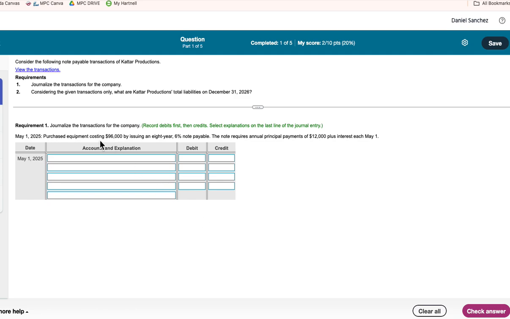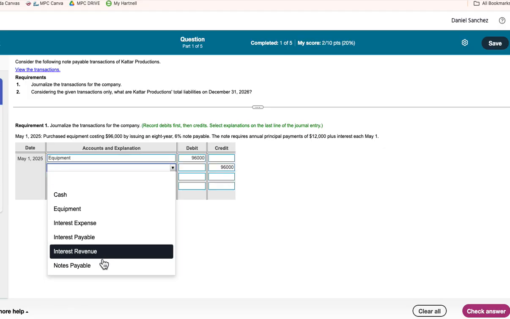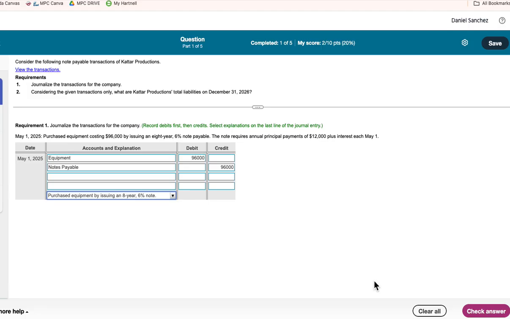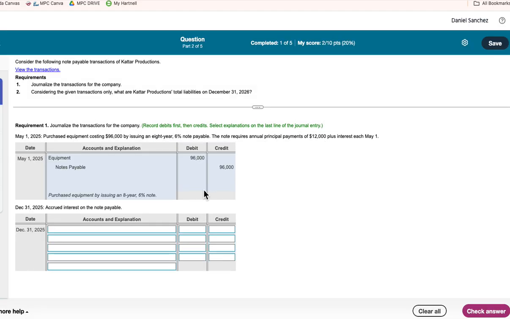This one's hard for me. This is May 1st, 2025. Purchased equipment costing $96,000. So we're just going to input that right here. And this is going to be purchasing equipment with a note, and this is purchased equipment. Okay, cool. Now we're getting to some confusing things for me.